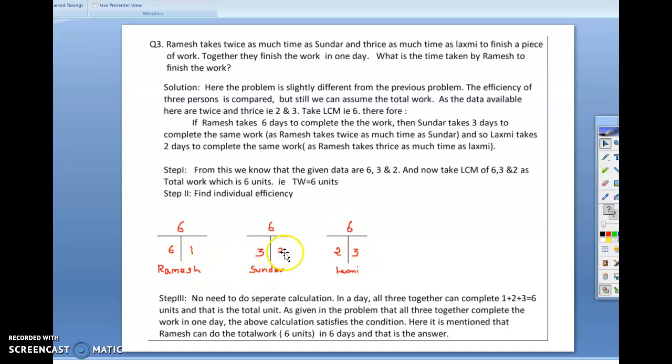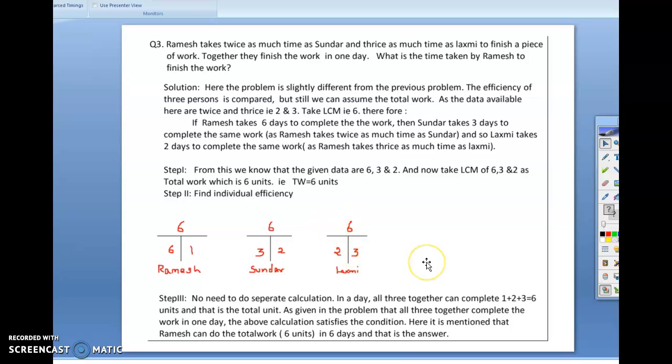So when you consider these 3 values, 1 plus 2 plus 3, that is, together when Ramesh, Sundar and Lakshmi work, they all 3 together will complete 1 plus 2 plus 3, that is 6 units per day, because this is the rate. So you just add the rates, and the rate is per day, so therefore 6 units per day. And you know that the total unit itself is 6, therefore 6 units per day, so they complete in 1 day. So the statement given is that together they finish the work in 1 day, so that is satisfying. As per this we have assumed, and this is satisfying.